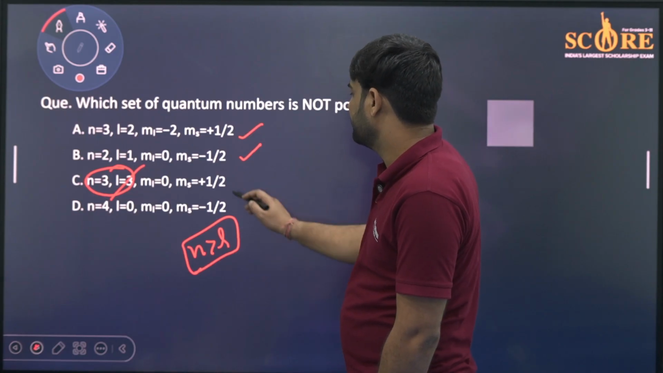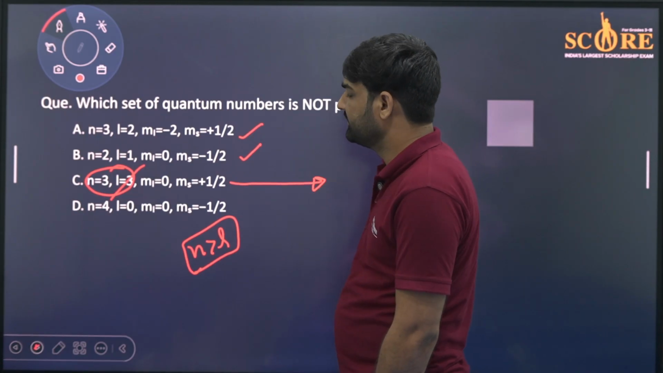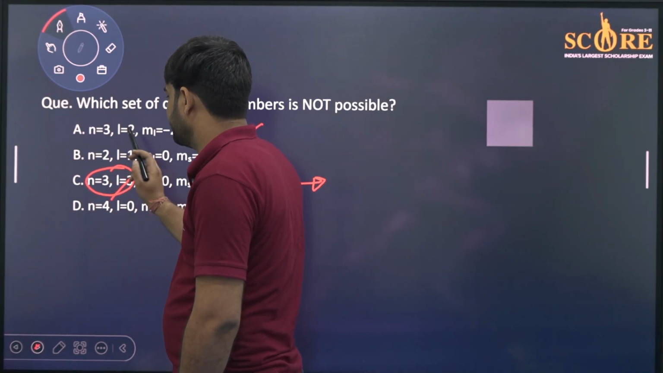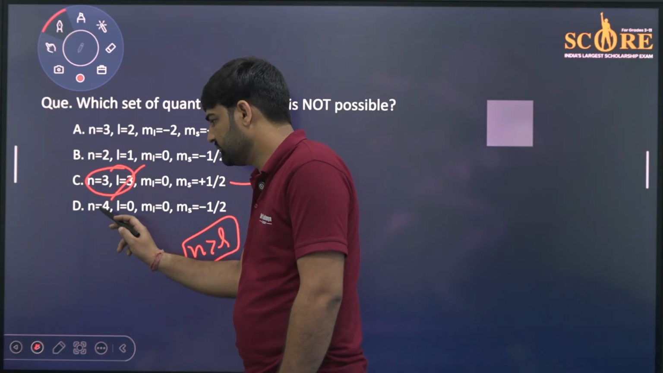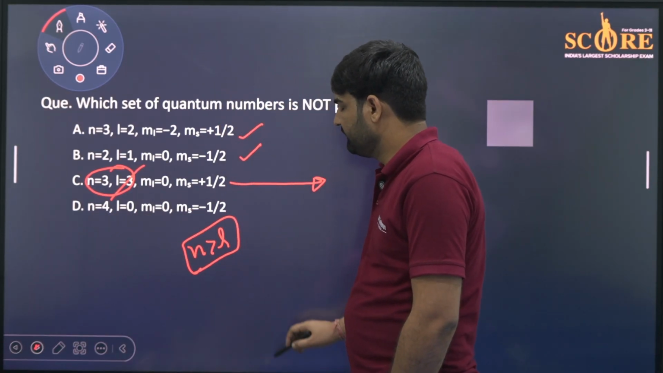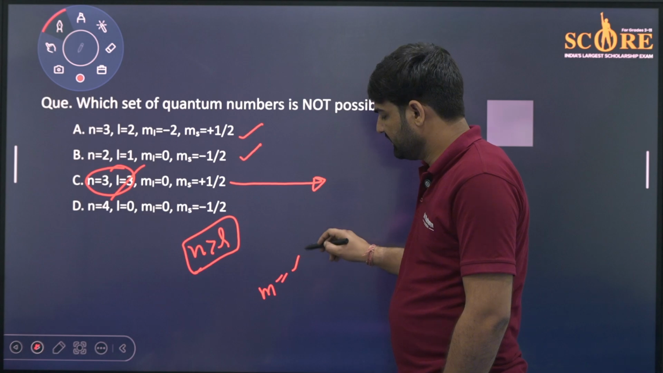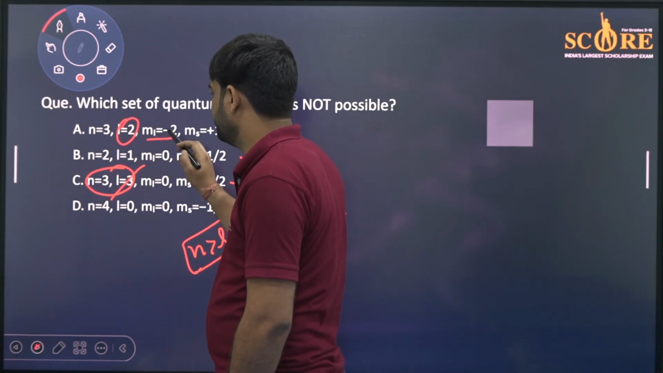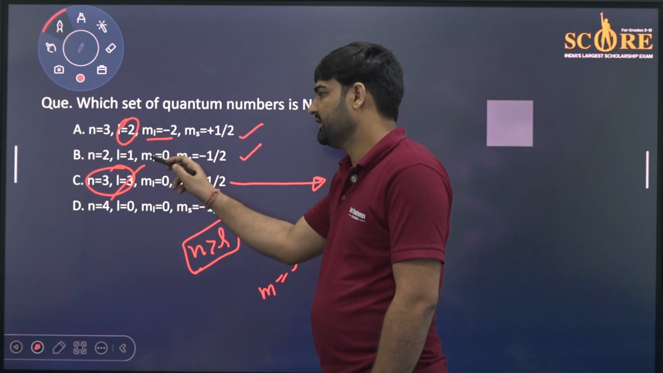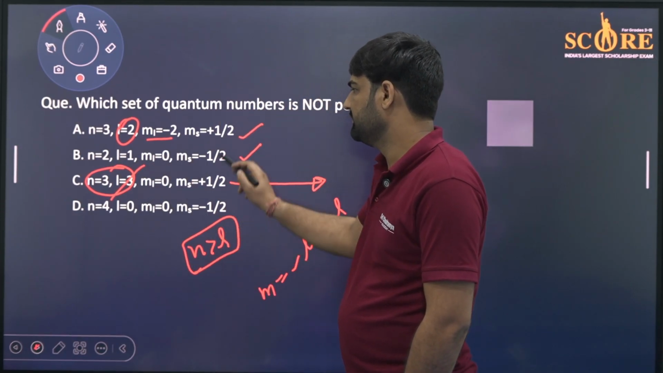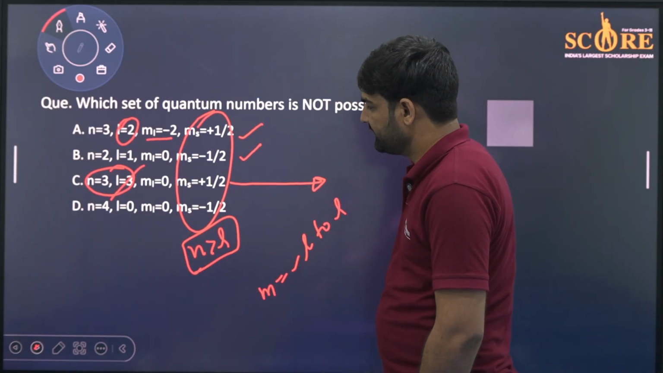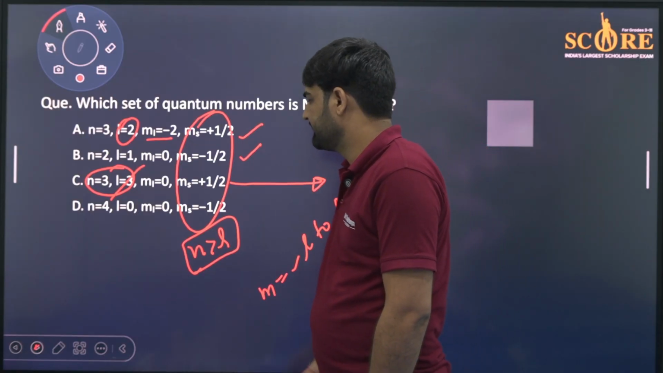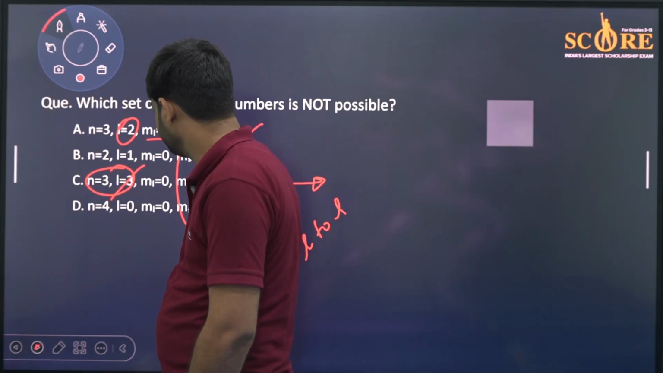So your correct answer is this, because in this there is no issue. n greater than l, n greater than l also, n greater than l. m is from -l to plus l. So your l is this, so m can be -2. If l is 1, m can be this. If l is this, m can be this. And ms, the spin quantum number, may be plus half, minus half, plus half, minus half, etc.